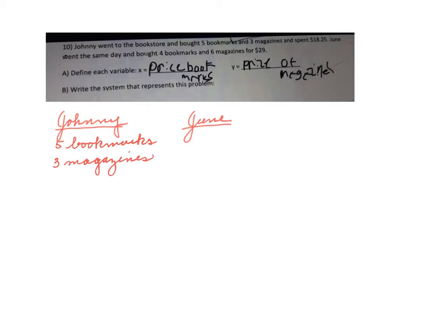And he spent a total of, it looks like, $18.25. So he spent $18.25. That's what we know about Johnny. And then June, she bought 4 bookmarks. So I'm just going to abbreviate BM for bookmark. And then she bought 6 magazines. Okay, and she spent $29.